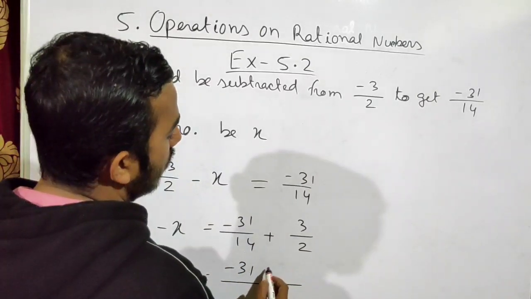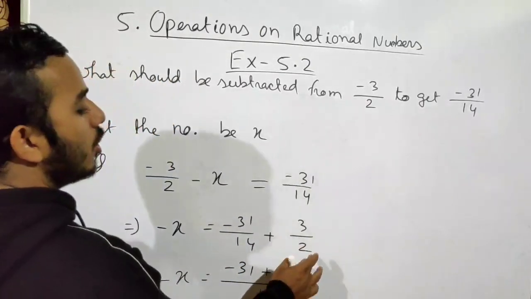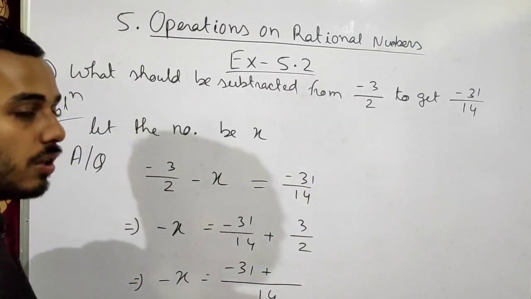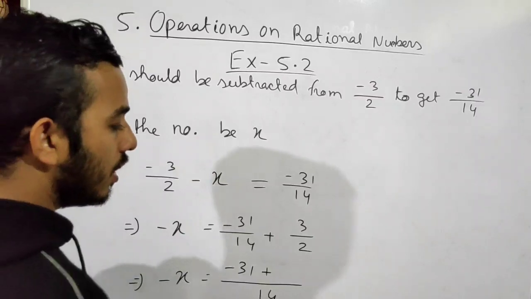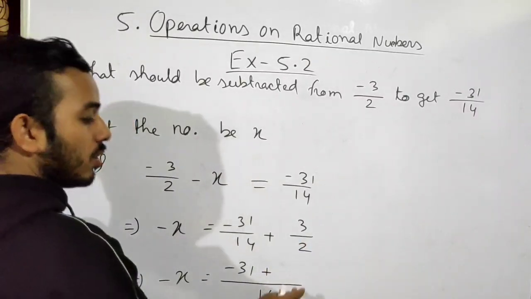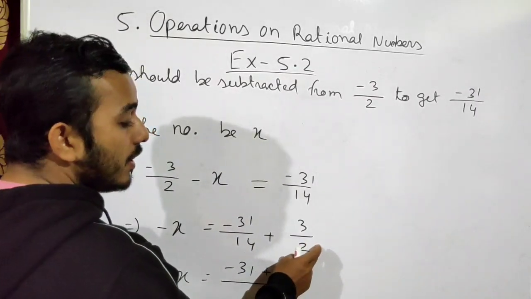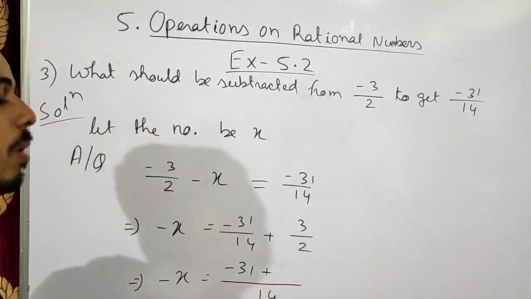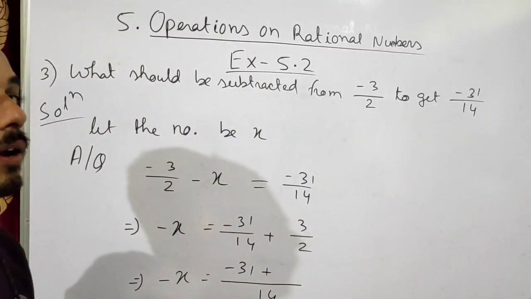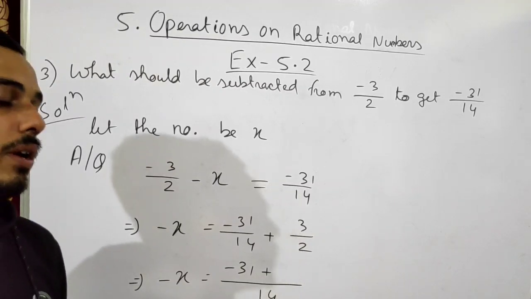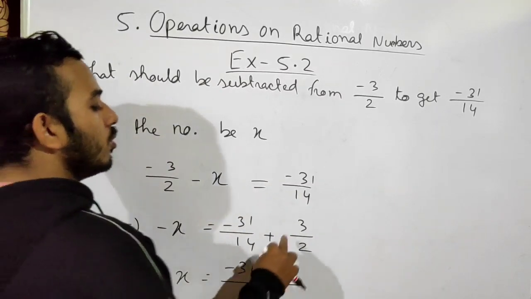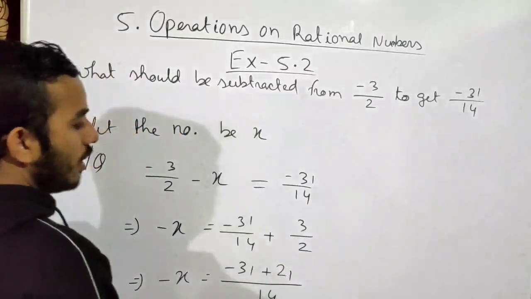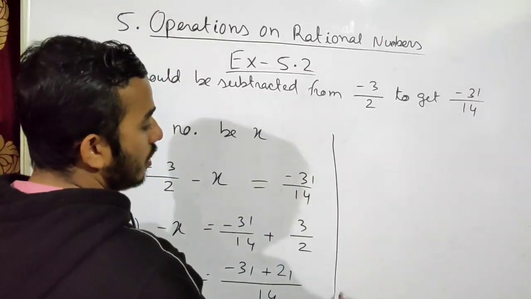Now next, the sign is plus. Now for 2, which number do I have to multiply with 2 to get the product 14? It's 7, because 2 into 7 is 14. Since I have multiplied 7 with the denominator, I have to multiply 7 with the numerator also. So 3 into 7 is 21.